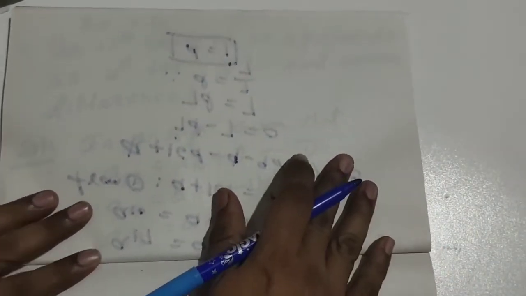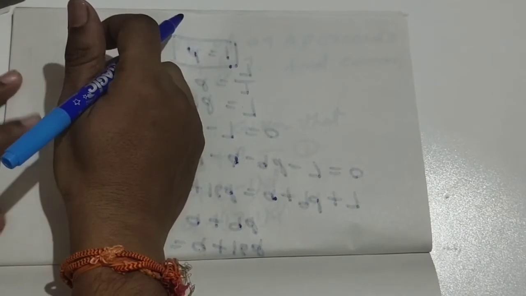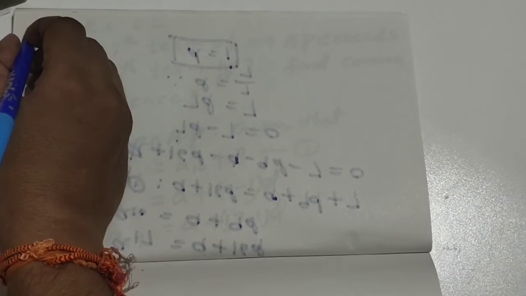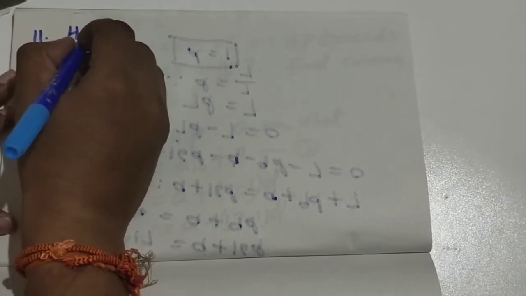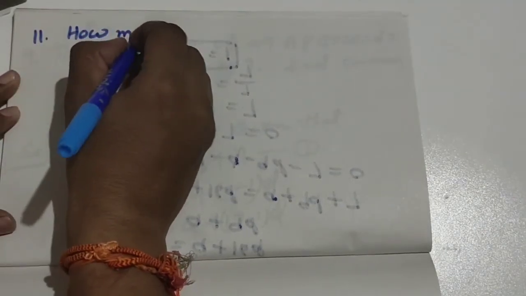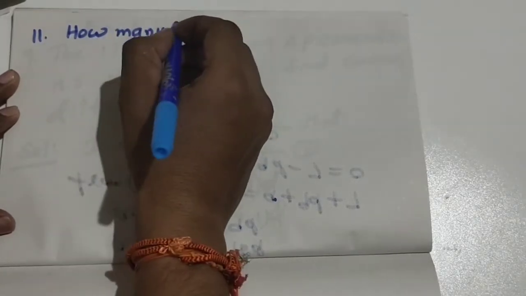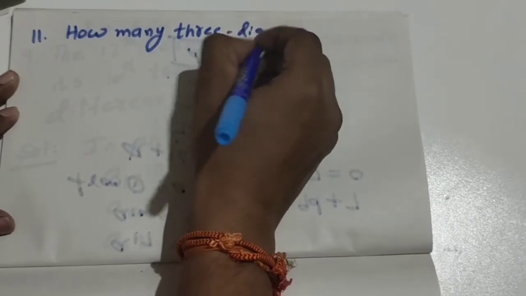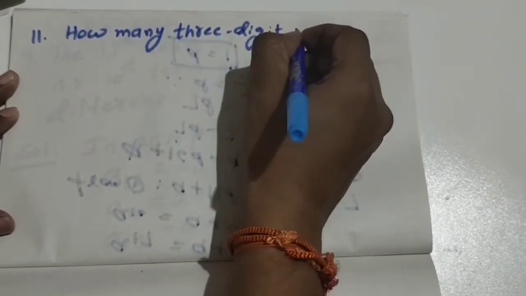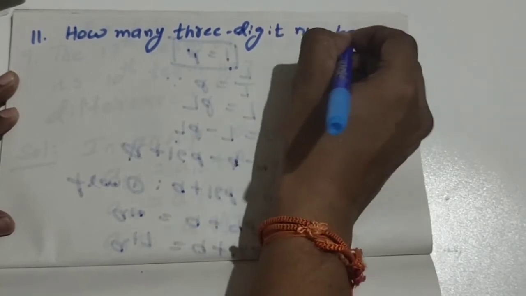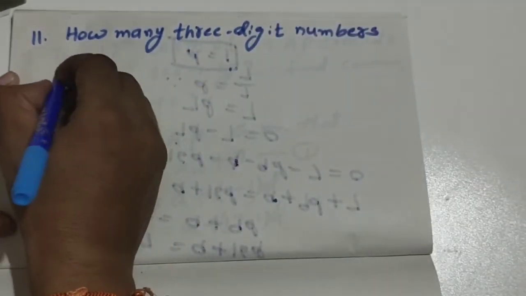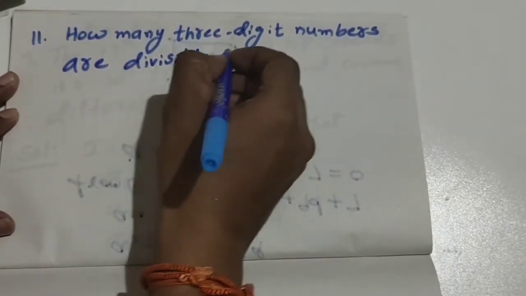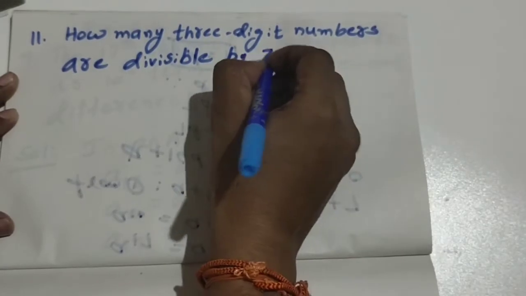Okay. Now the next one. This is also very interesting and most important. Listen carefully. The next one here: how many 3-digit numbers are divisible by 7?